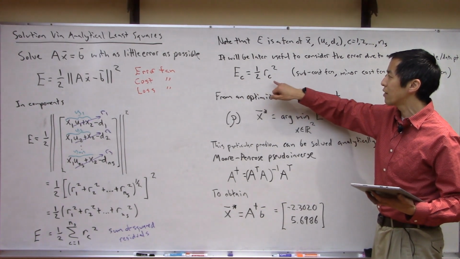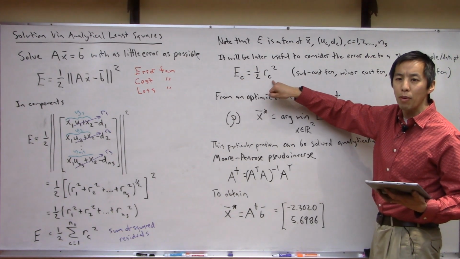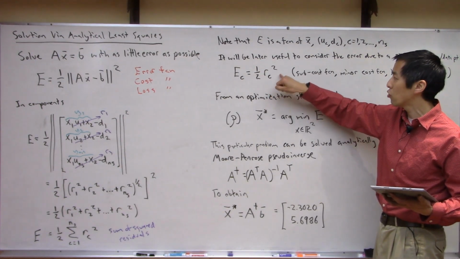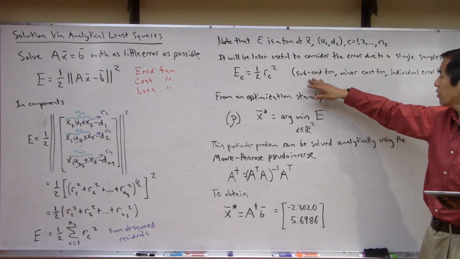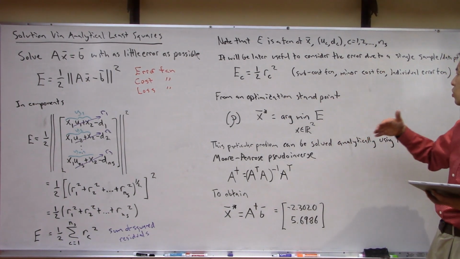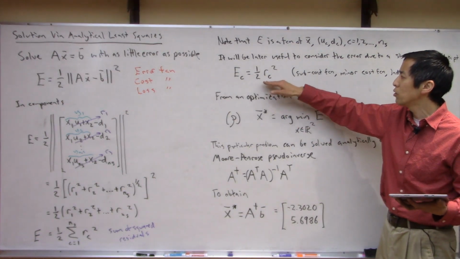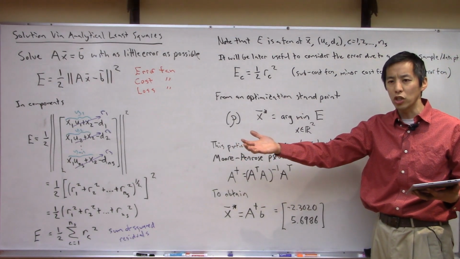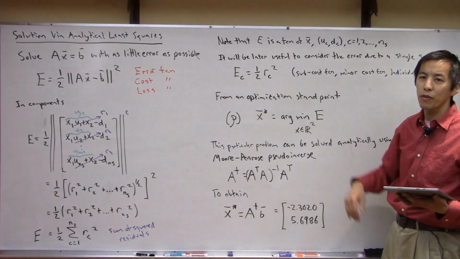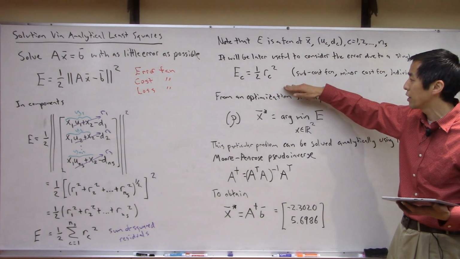So E sub c is, again, just 1/2 times the residual for that particular data point squared. You might see this referred to as the sub-cost function, the minor cost function, or the individual error function. All we're talking about is the contribution of one data point to the overall error function. Again, we're going to revisit this later, so I just want to put this on your radar right now because this will come up in later discussions.